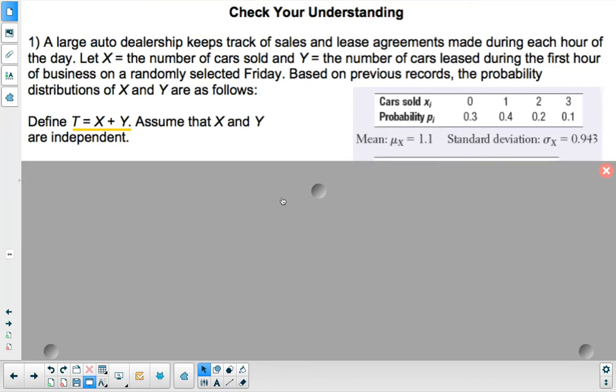Welcome to the Check Your Understanding for 6.2b. This is going to be a good one.